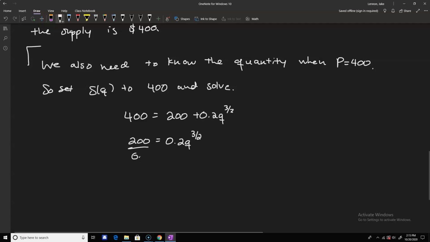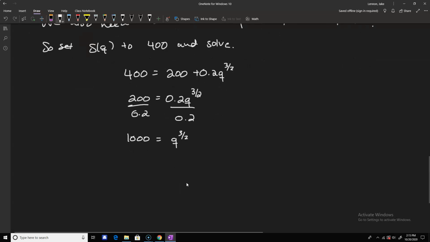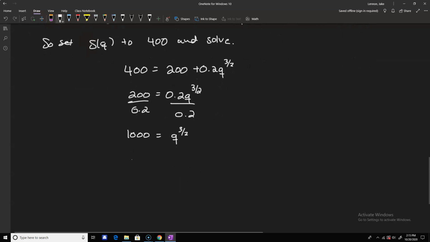Then we want to divide both sides by 0.2. So we end up with 1000 equals q to the 3/2. And then we want to raise both sides to the 2/3 power to eliminate the 3/2 power. And we end up with our answer of Q is equal to 100. Now that particular Q is our actual capital Q for this problem, because we're trying to find the producer surplus at the quantity that's giving that supply of $400.